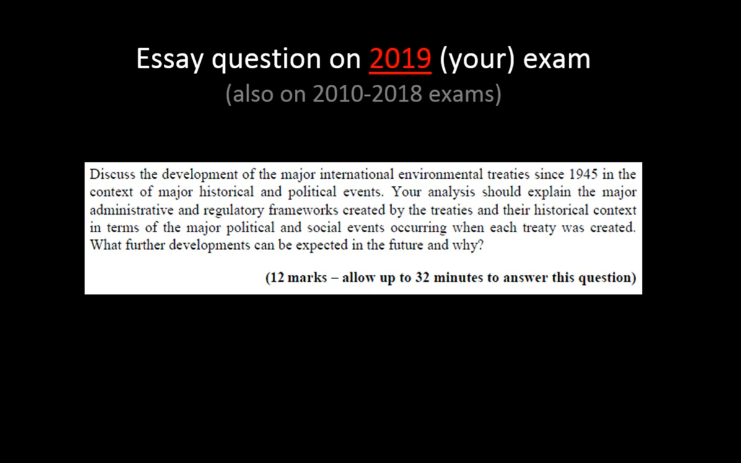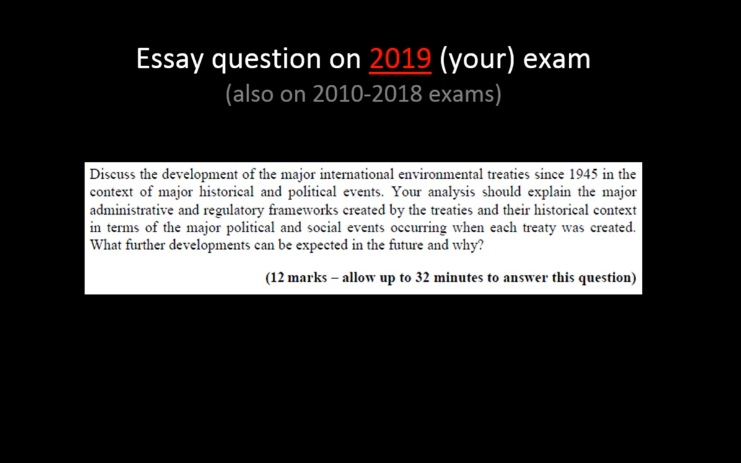Discuss the development of the major international environmental treaties since 1945 in the context of major historical and political events. Your analysis should explain the major administrative and regulatory frameworks created by the treaties and their historical context, in terms of the major political and social events occurring when each treaty was created, what further developments can be expected in the future, and why. So what is that question asking you for? A summary of what we're covering in lectures. You've only got about 32 minutes to answer that, which will go really quickly because we're going to cover a lot of material in the lectures.